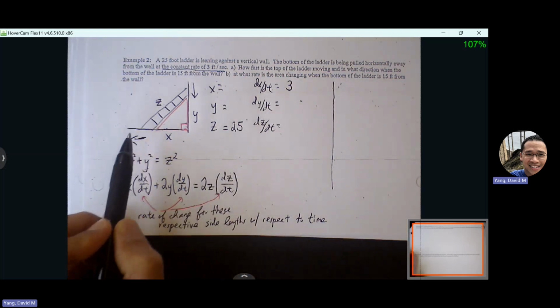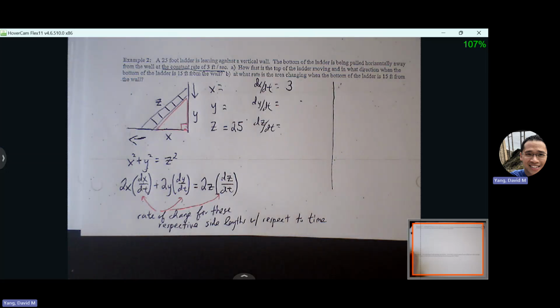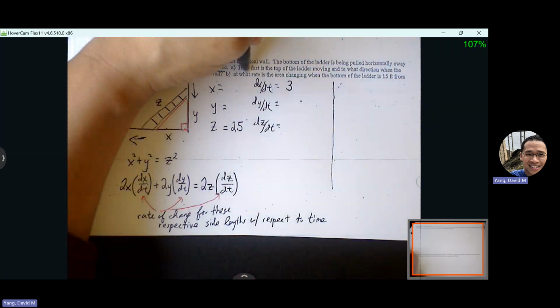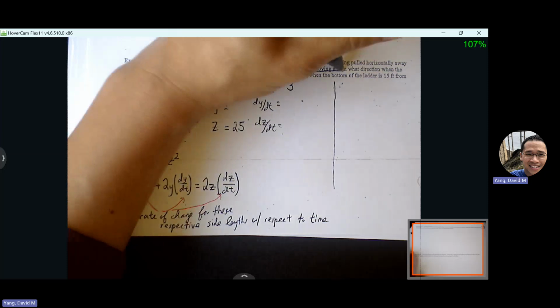Okay, so sometimes down could be positive, up could be negative. So don't look at direction. Look at what's happening to that value. Okay. How fast is the top of the ladder moving? Okay, and in what direction?